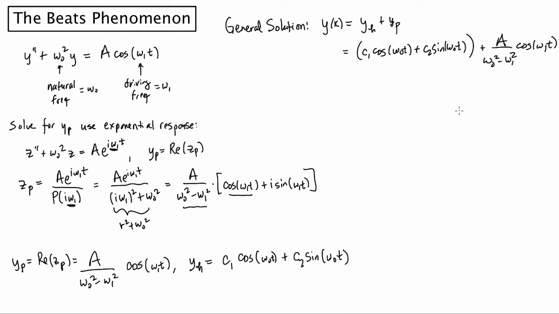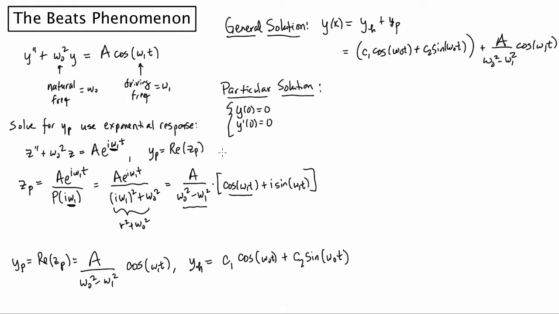And notice that it's only in the particular solution where the frequency omega 1 shows up. It doesn't play any role at all in determining the cosine omega naught t and the sine omega naught t, but it does play a role in determining c1 and c2. So say, for example, I wanted to find the particular solution when y of 0 equals 0 and y prime of 0 equals 0. So I'm introducing some initial conditions now.